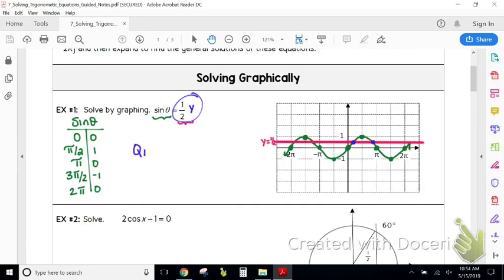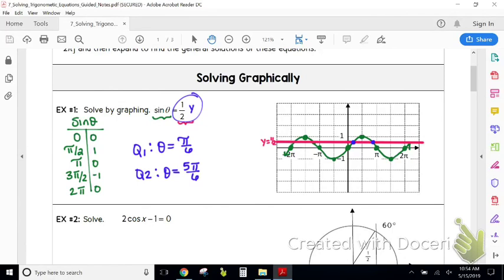In quadrant 1, it would be at pi over 6. And in quadrant 2, where is it at? At 5 pi over 6. Good. So if we were just looking between 0 and 2 pi, those would be my two solutions.